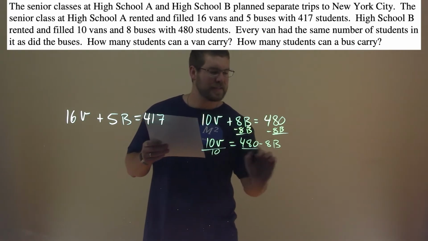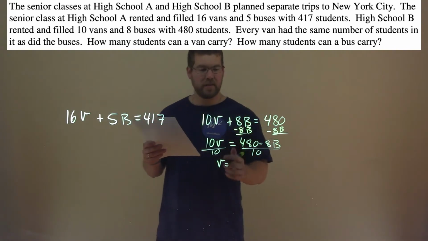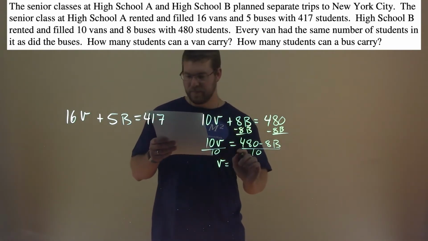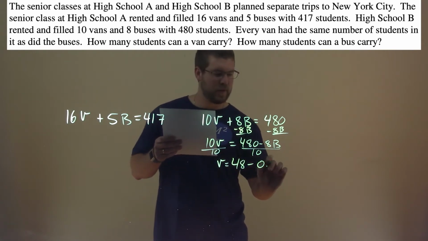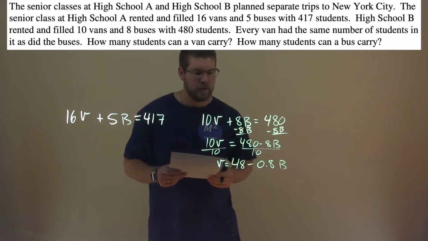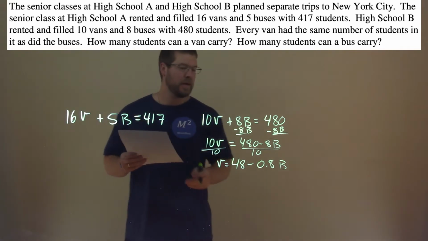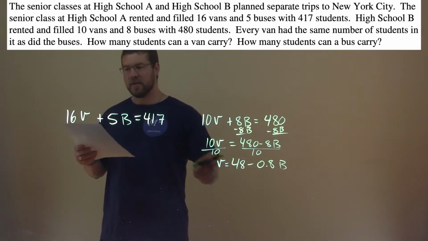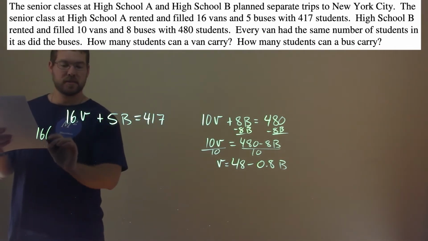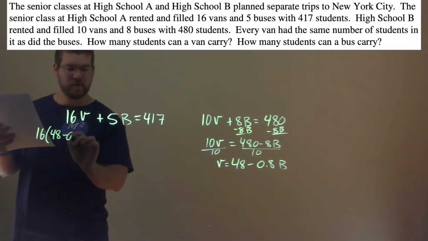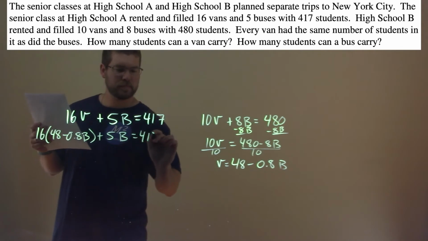Divide both sides by 10, and V, the number of students in a van, is equal to 480 divided by 10, which is 48, minus 8 divided by 10, which is 0.8B. So we have our variable V equals 48 minus 0.8B. Now we're going to use that and substitute it for this V. So we have 16 times (48 minus 0.8B) plus 5B equals 417.